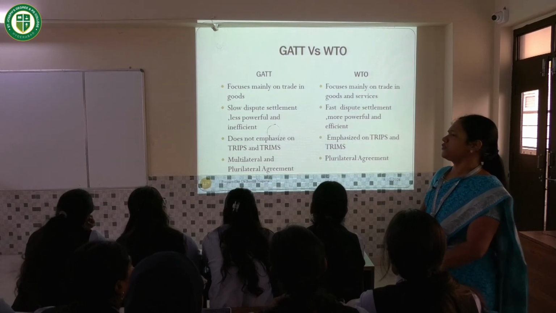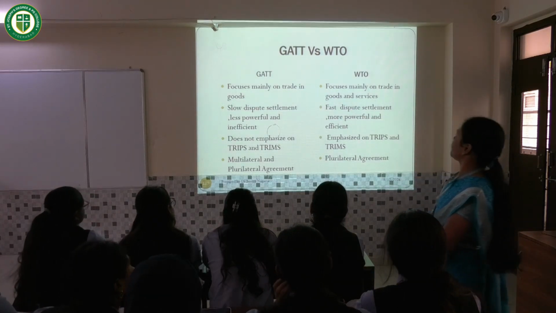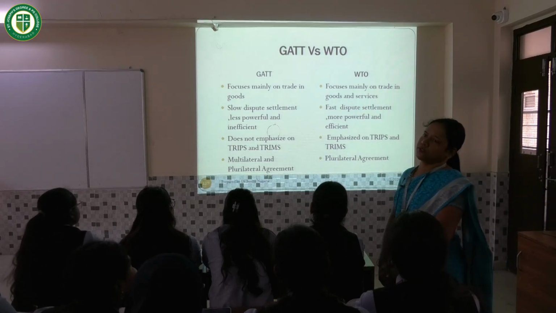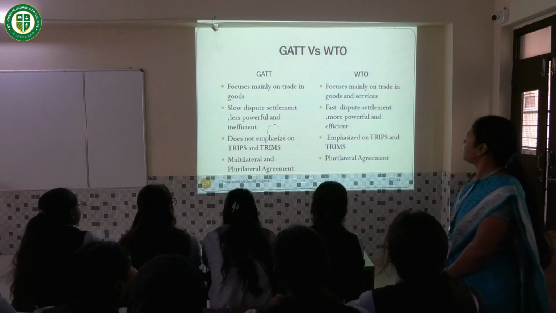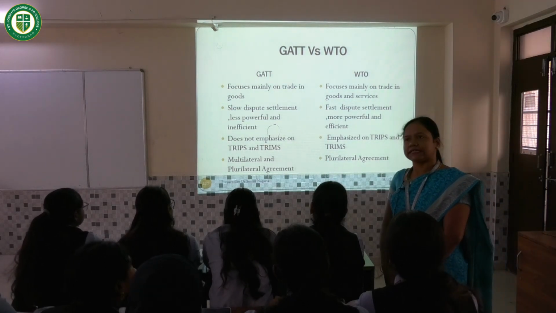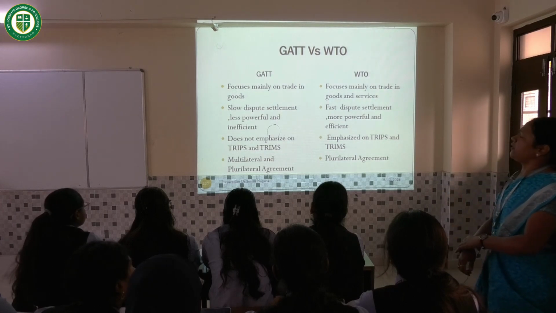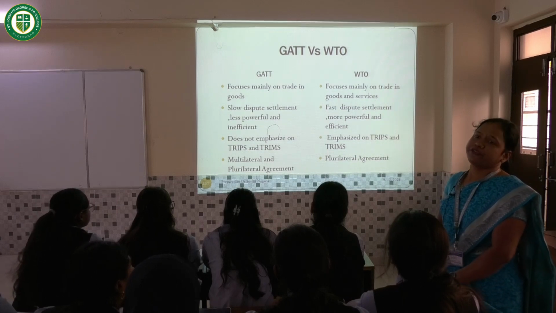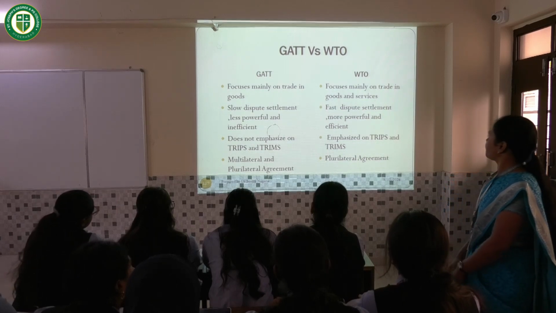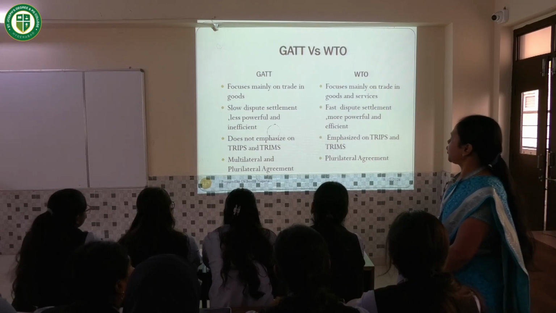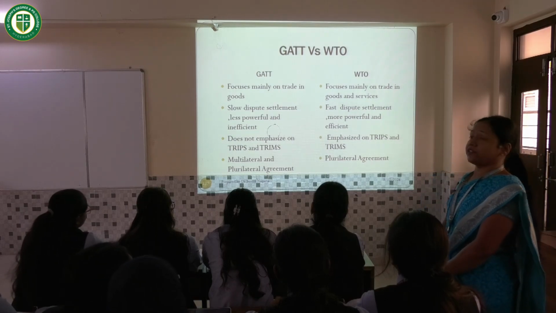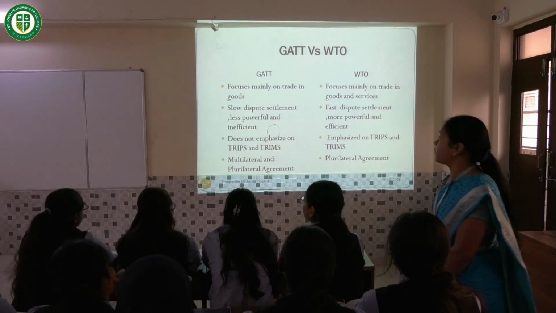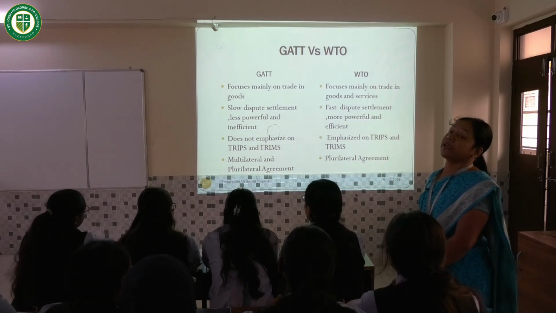Let us look at a small difference between how GATT is different from WTO. GATT basically focuses on trade in goods, whereas WTO focuses on both trade in goods and services. Coming to GATT, the settlement process in GATT is very slow, whereas in WTO it is very fast. The settlement mechanism is very good. GATT does not emphasize TRIPS and TRIMS, whereas WTO emphasizes TRIPS and TRIMS. GATT is a multilateral and plurilateral agreement, whereas WTO is only a plurilateral agreement.